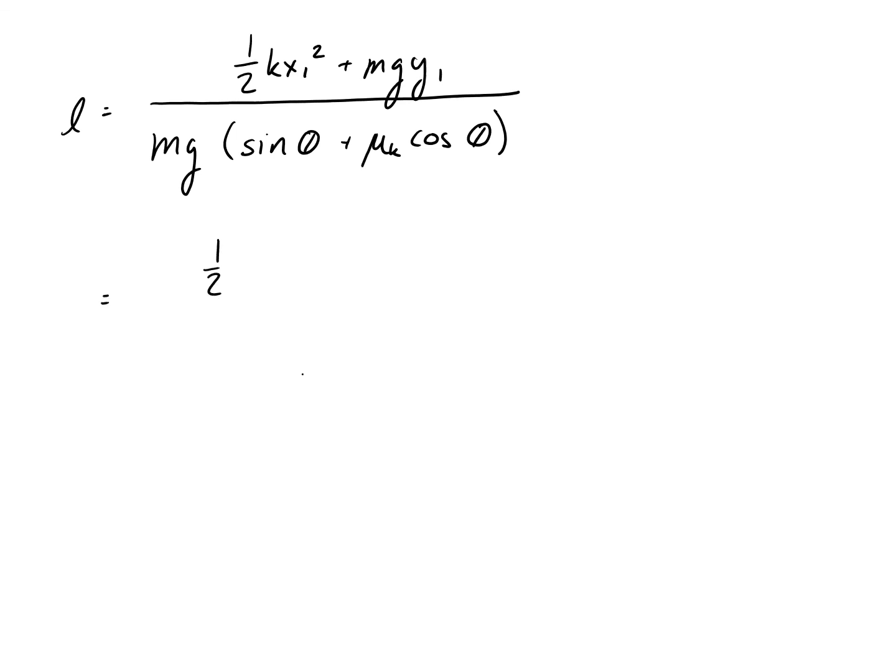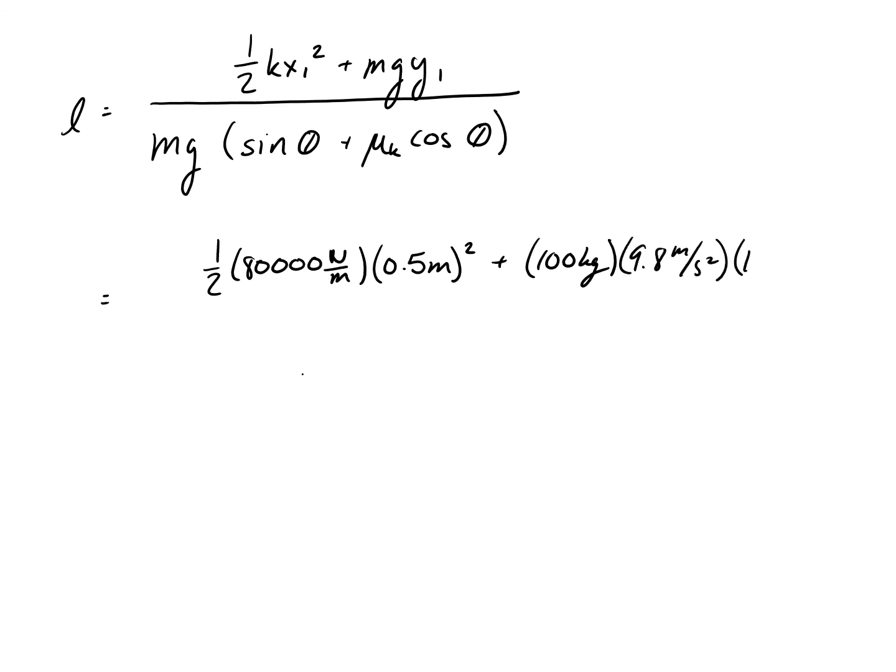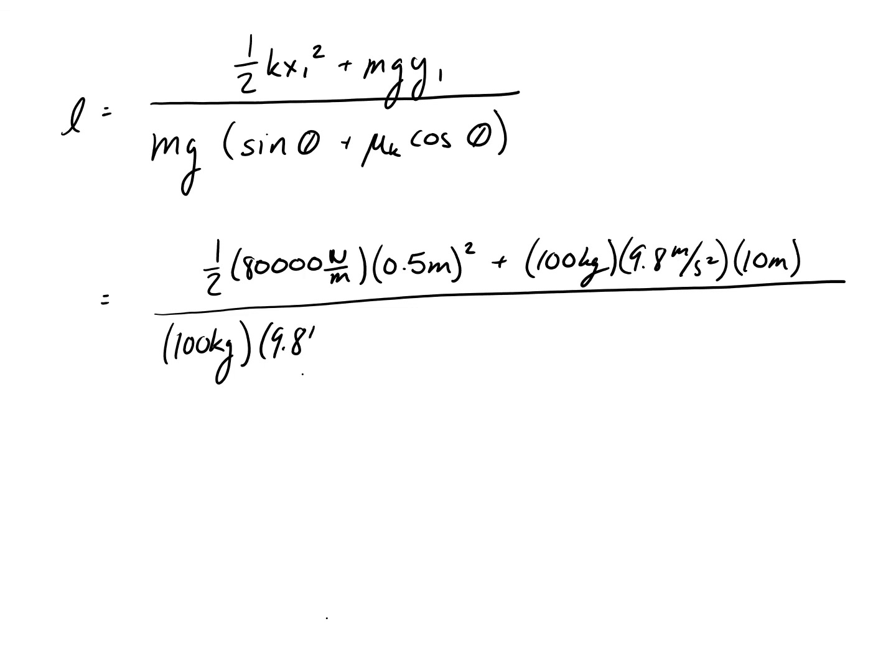I can now plug in all my values and solve for the length of the incline. So I'm going to have 1/2 times 80,000 newtons per meter, times the 1/2 meter I originally compressed my spring, squared, plus my 100 kilograms, 9.8 meters per second squared, times my initial height of the student, which was 10 meters. All that's going to get divided by 100 kilograms times 9.8 meters per second squared times the quantity of sine 30 plus 0.15 cosine 30.